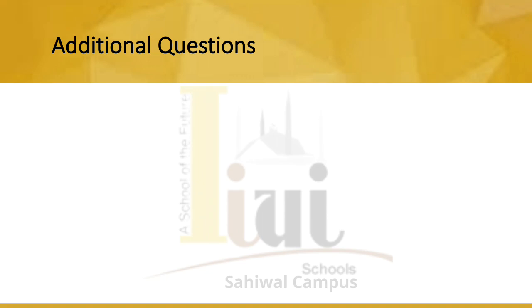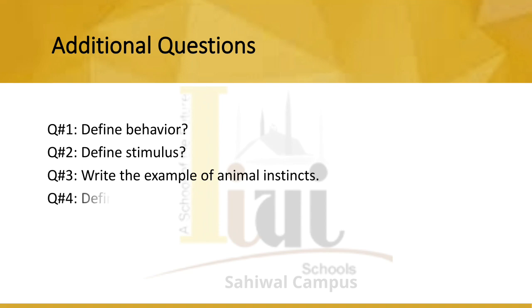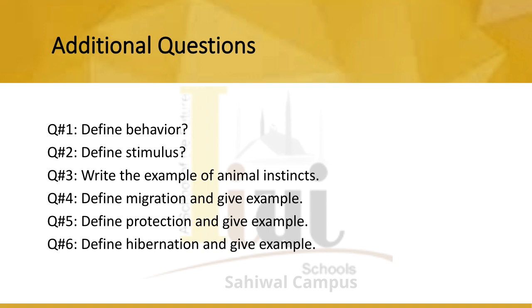So here are some additional questions. Question number 1 is define behavior. Question number 2 is define stimulus. So you have to write definition of these two questions. Third one is write the example of animal instinct. So you have to write just the example of animal instinct. Question number 4, define migration and give example. So along with definition, you have to write the example of that definition. Number 5, define protection and give example. Again the same pattern, you have to write down the definition and then the example. Question number 6, define hibernation and give example.